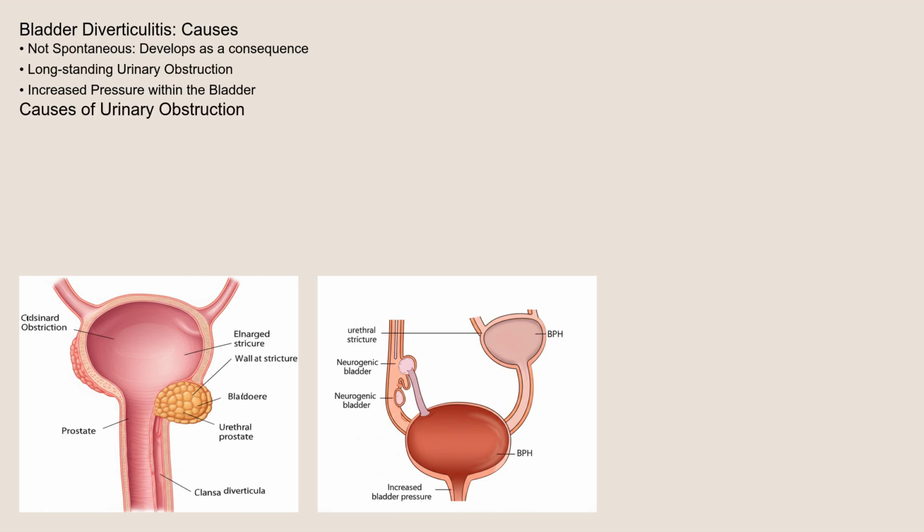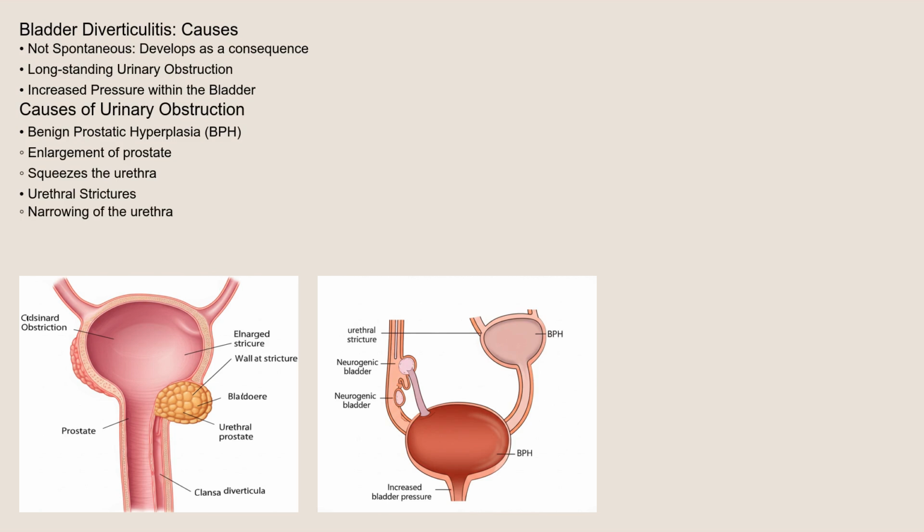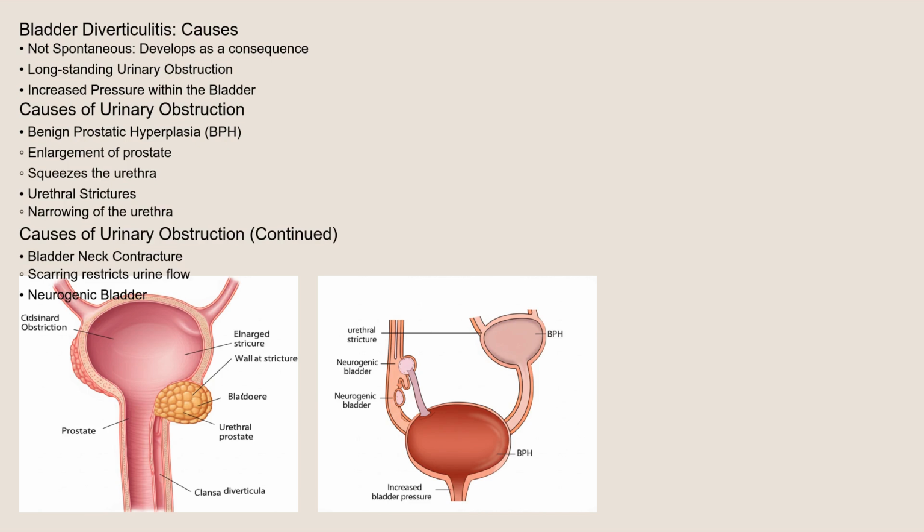In men, the most common cause is benign prostatic hyperplasia, or BPH, an enlargement of the prostate gland that squeezes the urethra. Other potential causes include urethral strictures, which are narrowings of the urethra, bladder neck contracture, a scarring condition that restricts urine flow, and less frequently, conditions affecting the nerves that control bladder function, known as neurogenic bladder. Essentially, anything that persistently hinders the bladder's ability to empty completely can create the environment necessary for diverticula to form.